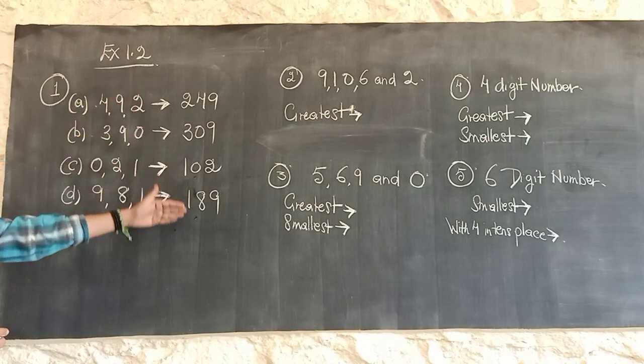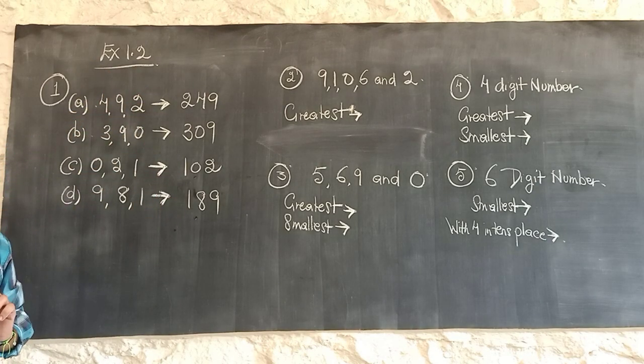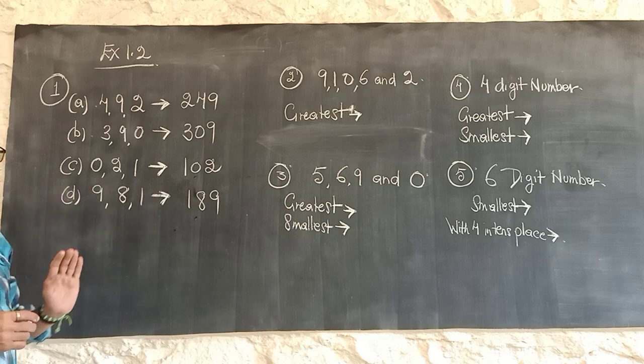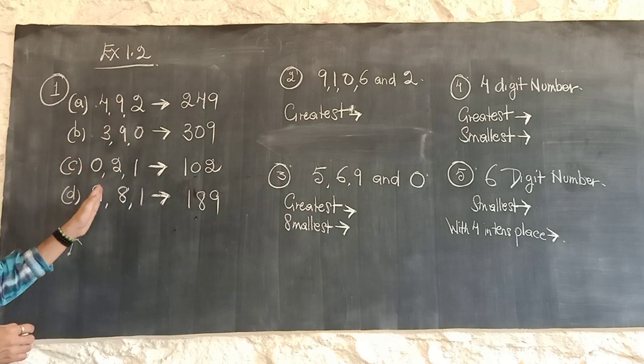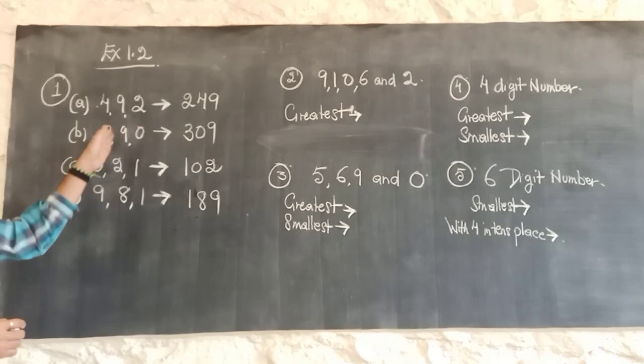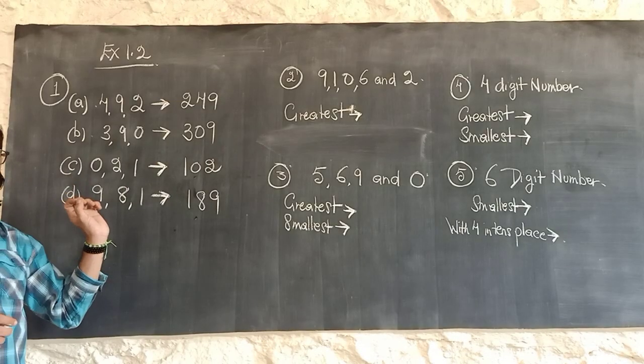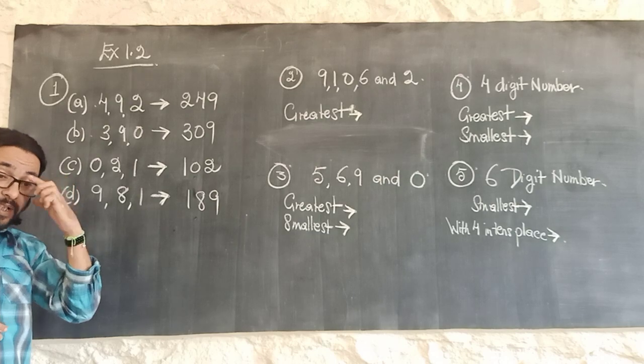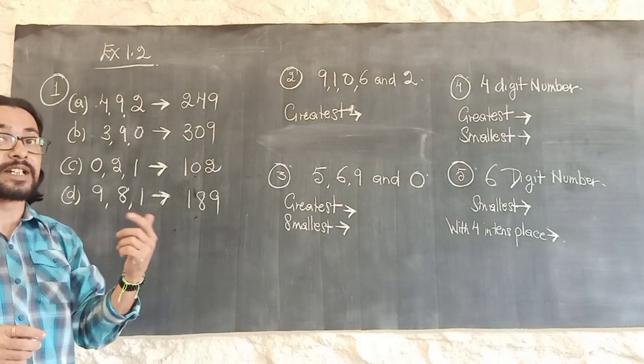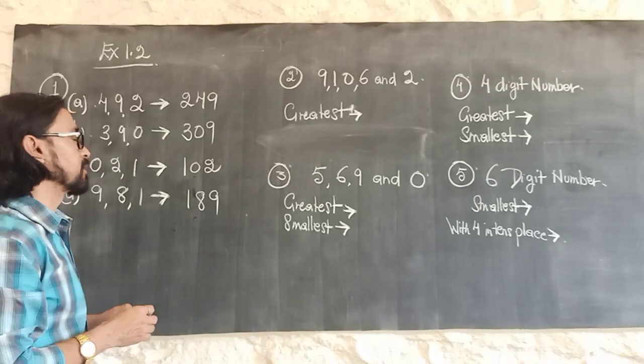These are all 3-digit numbers, the 3-digit smallest numbers that can be formed using the digits in the individual sums. So you look at the digits and form the number. If you are starting to make the smallest number, you start with the smallest digit. If you are finding the greatest number, you start with the greatest digit.